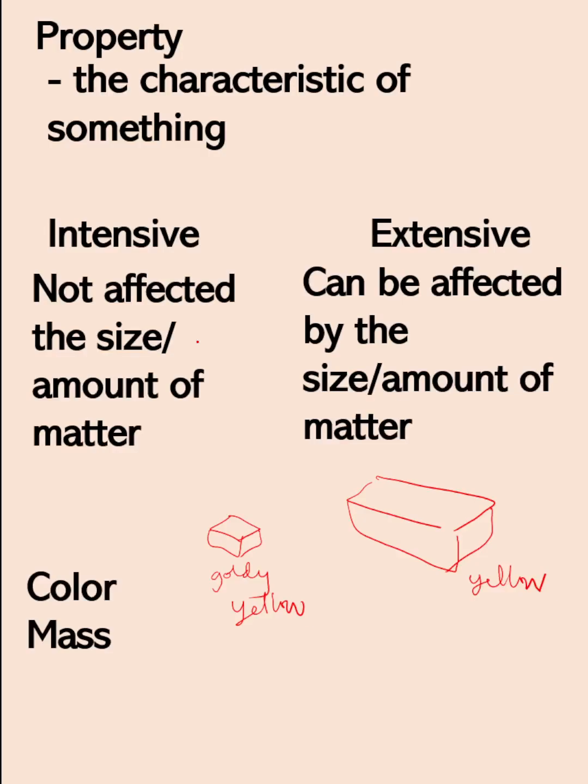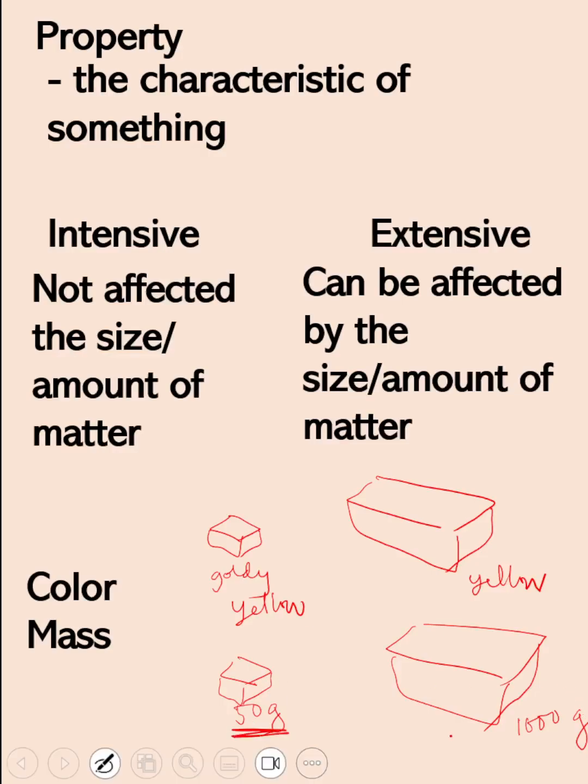How about the mass? So here I have, let's say, a smaller gold, and then I have a bigger gold for the same thing. But now what's the mass of the smaller gold? Let's say it's about, I don't know, 50 grams for example. Then this one is bigger, so let's say this one is about 1000 grams. So here we can say that mass changes depending on the size or the amount of the matter. So this one is an extensive property.